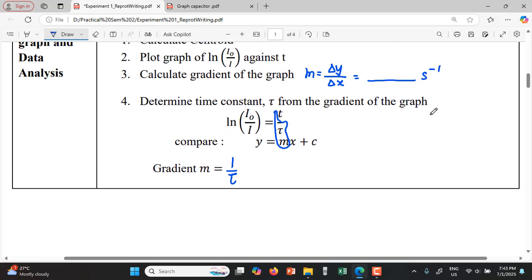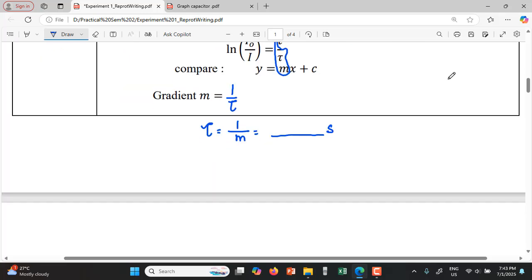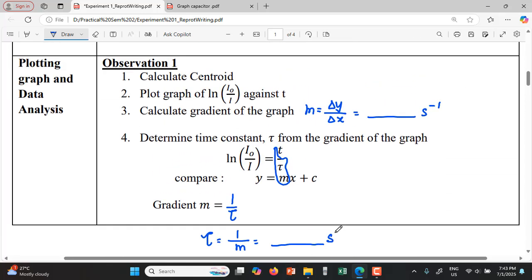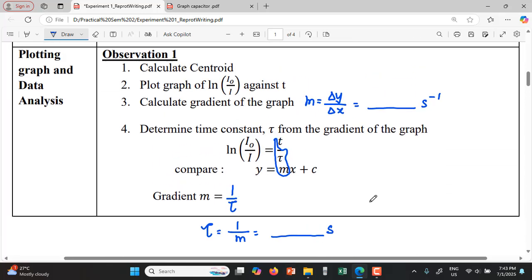So you might calculate the time constant. The time constant will be 1 over the gradient. So you will get the unit for the time constant as second. Double check, make sure the units for gradient and time constant are correct in your report writing.